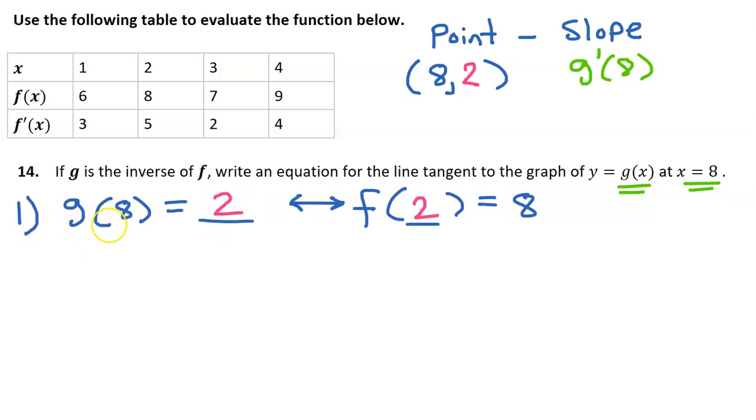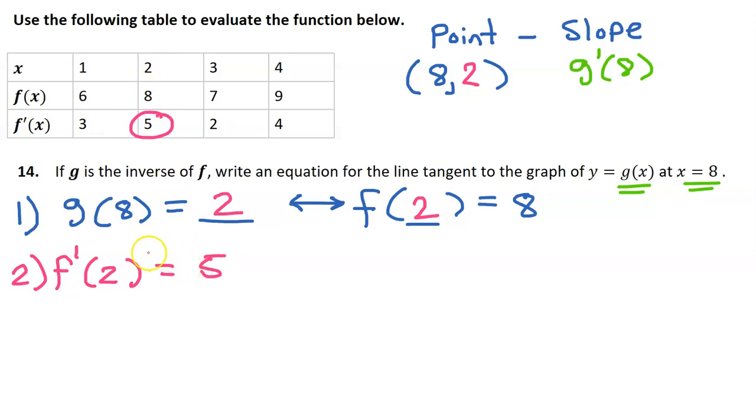Step 1 is already done because if you want to find g prime at 8, and g is the inverse function, step 1 is to find just simply g at 8. And we already found it. g at 8 is 2. So let's move on to step 2. Step 2 is to find the derivative of the original function at the value that we just found in step 1. So we need to find the derivative of f at 2. And we have a whole chart, so that should be easy. The derivative of f at 2 is 5.